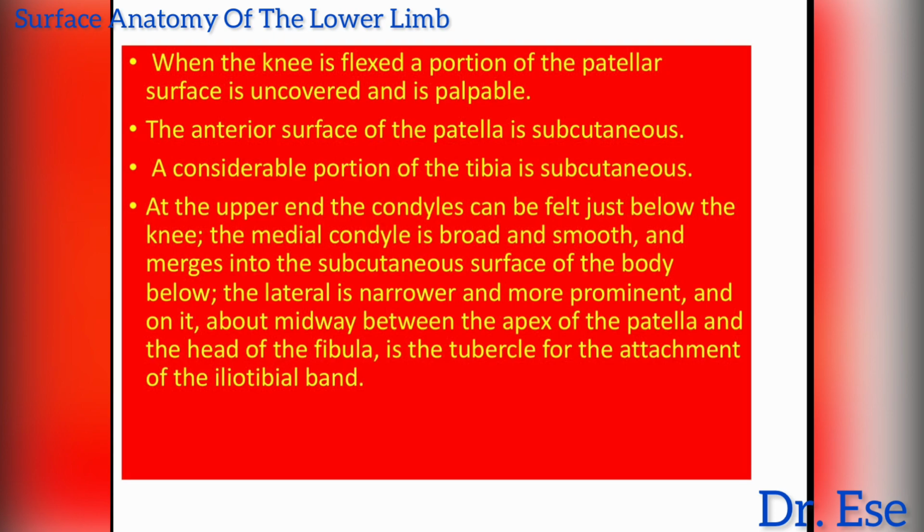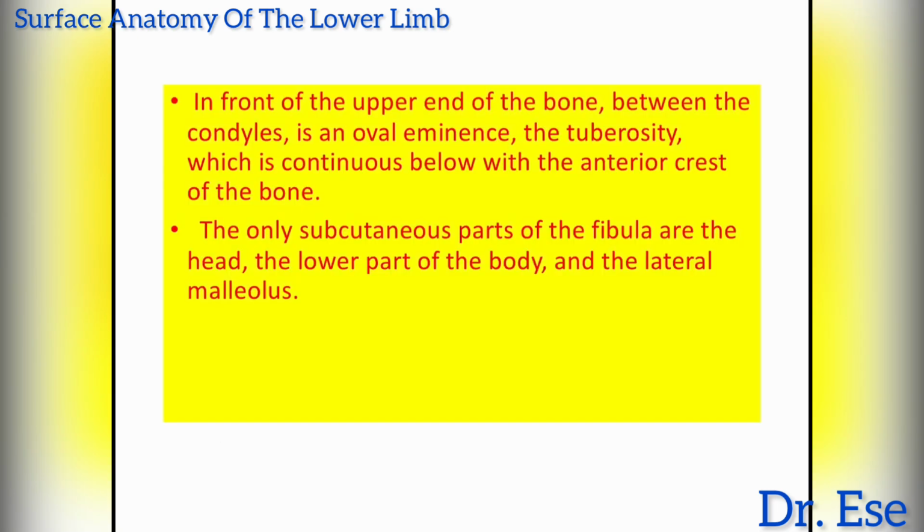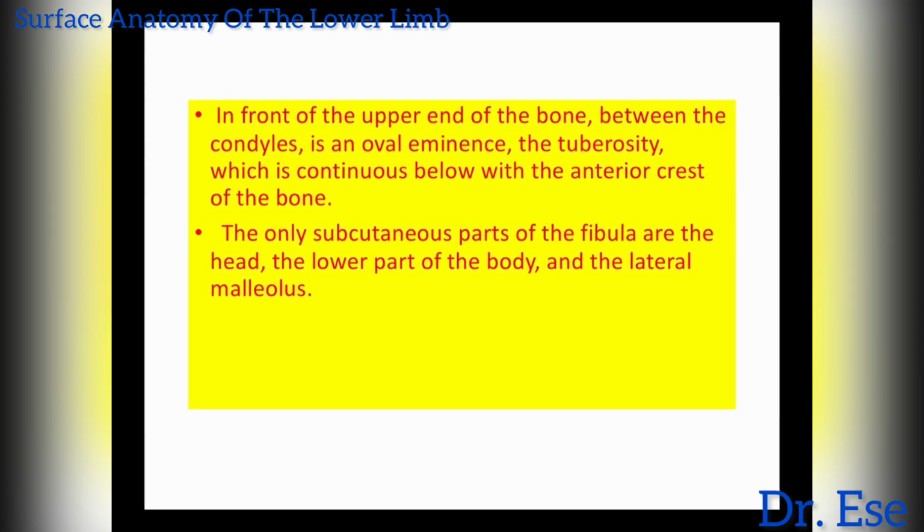This picture also depicts what I've said in the previous slide. In front of the upper end of the bone, between the condyles, is an oval eminence, the tuberosity, which is continuous below with the anterior crest of the bone.